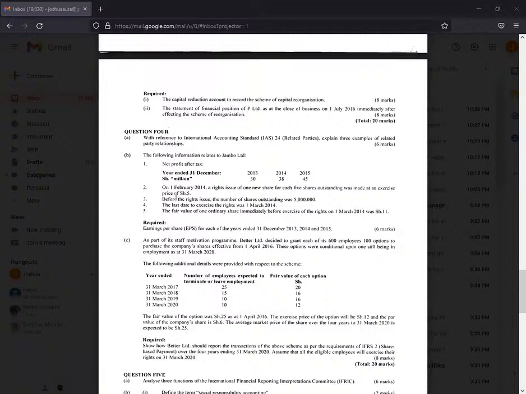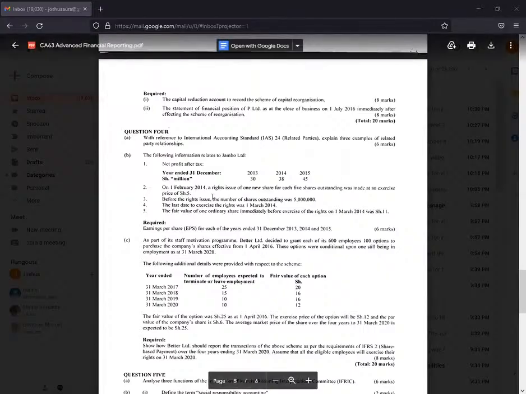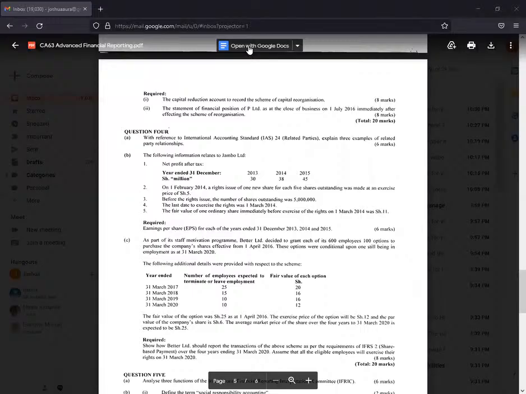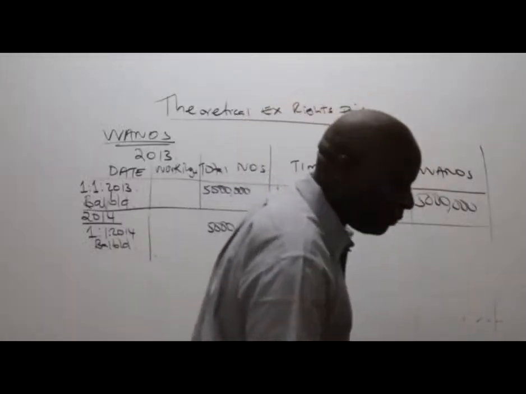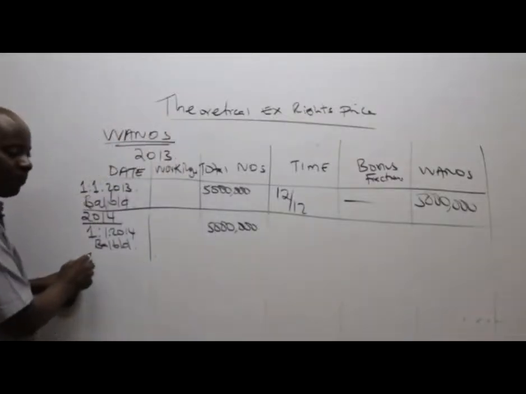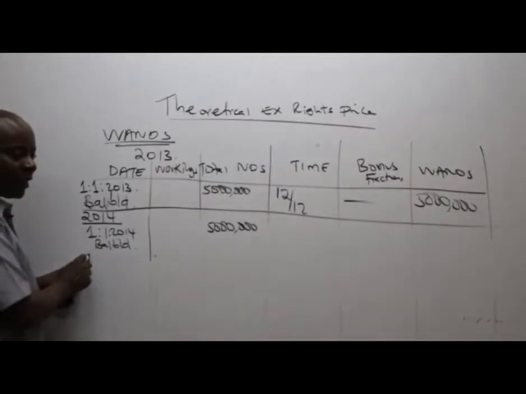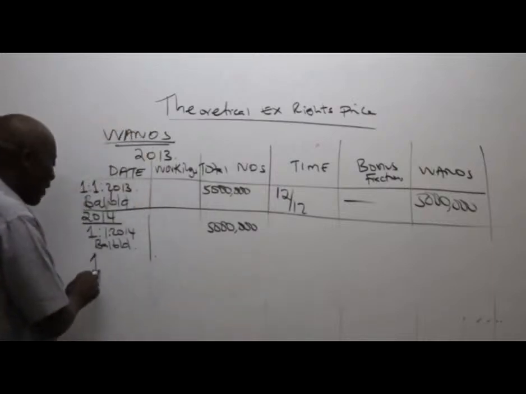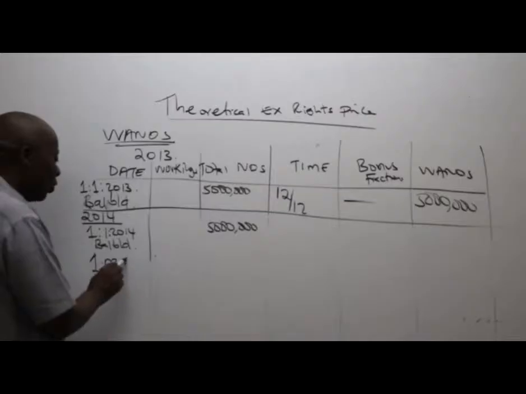On 1st February 2014, a rights issue of 1 new share for each 5 shares outstanding was made at an exercise price of how much here, somebody? 5. So there was a new issuance of shares which will be affecting our number of shares. So we have a very important date. Can somebody remind me, the date of the rights issue is what? 1st February 2014.